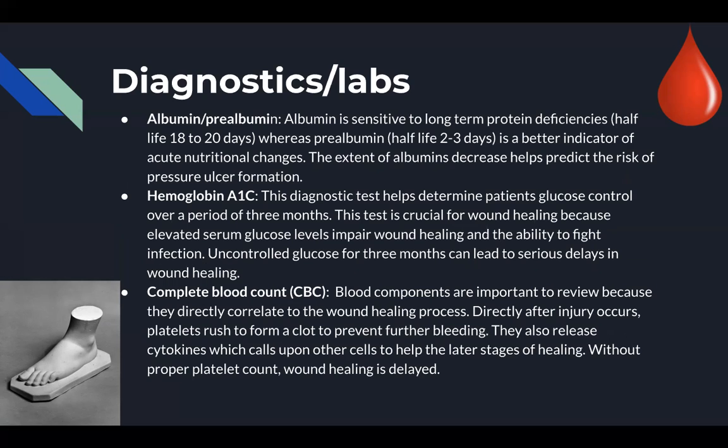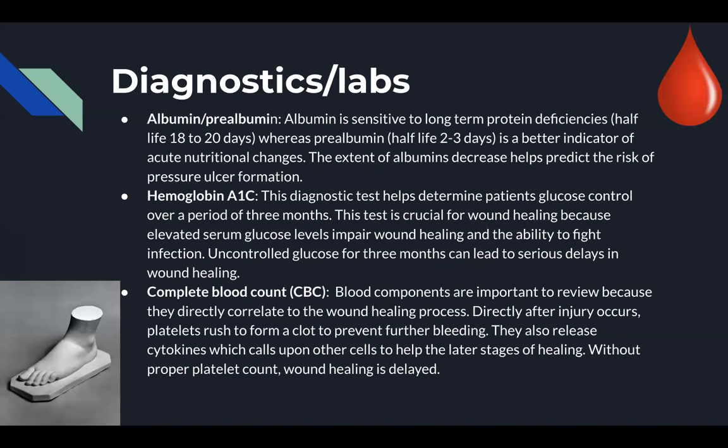So we have albumin and prealbumin. Albumin is sensitive to long-term protein deficiencies, whereas prealbumin focuses on the shorter term, like the past 2 to 3 days. So it's a better indicator of acute nutritional changes, and the extent of albumin's decrease helps predict the risk of pressure ulcer formation.